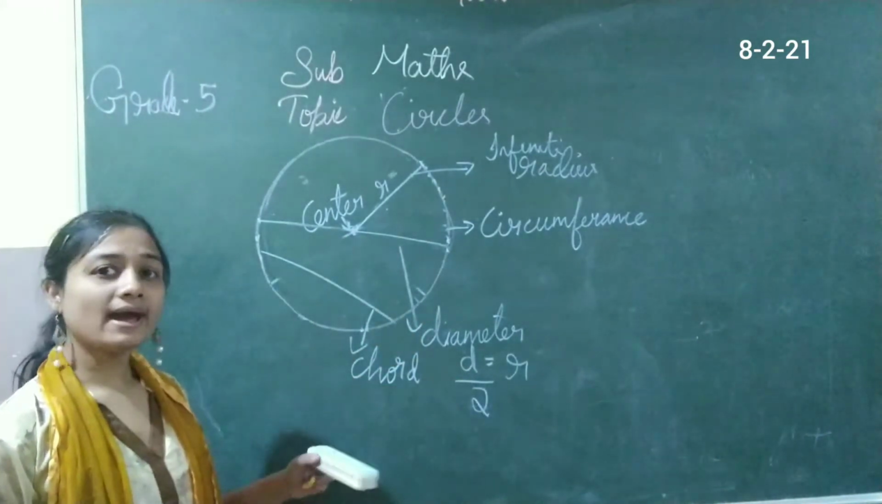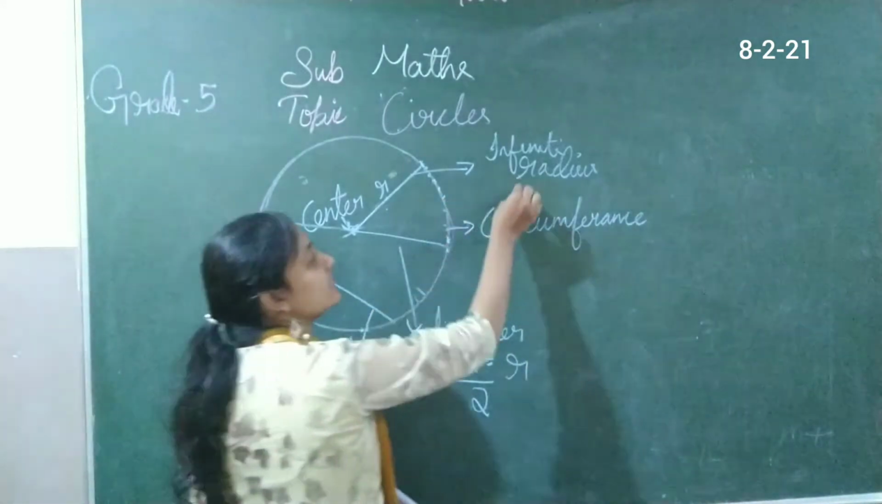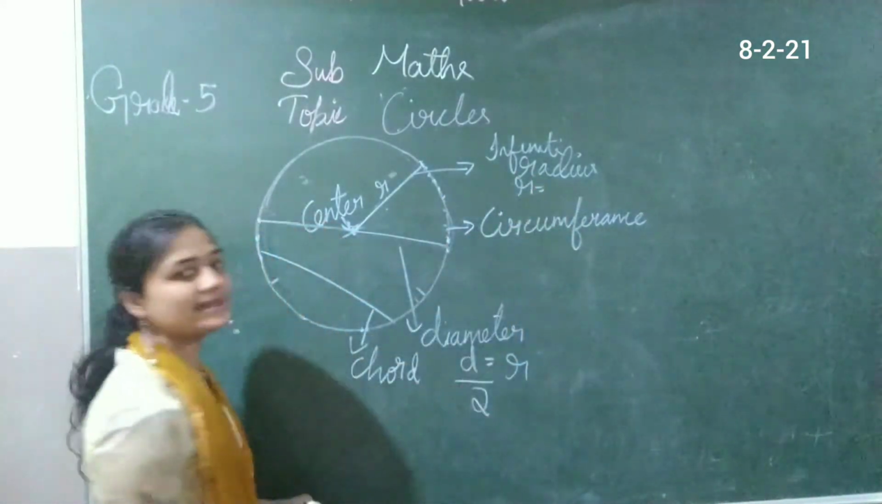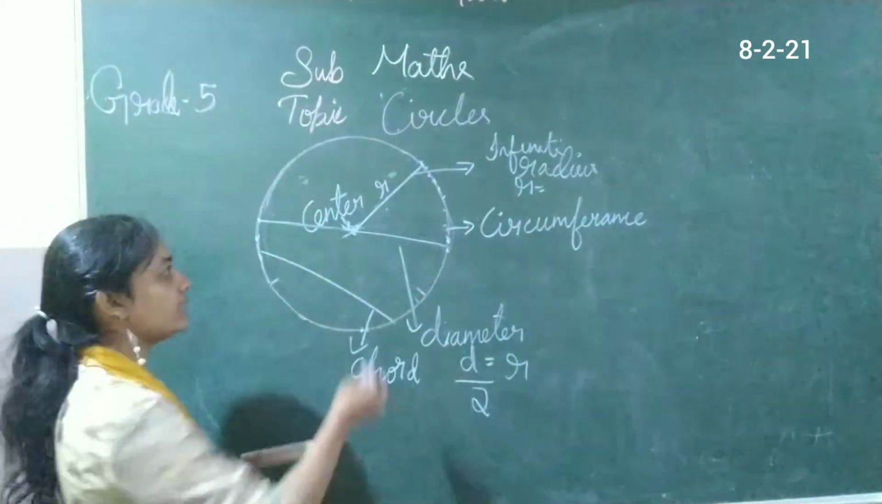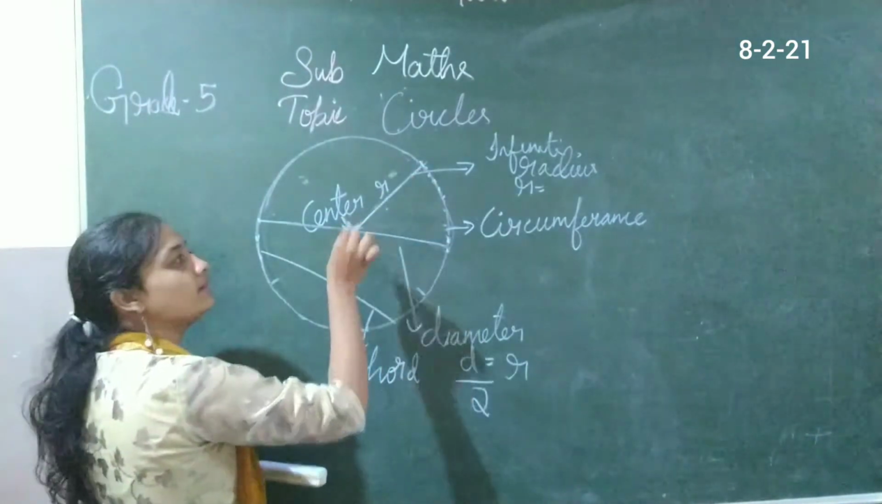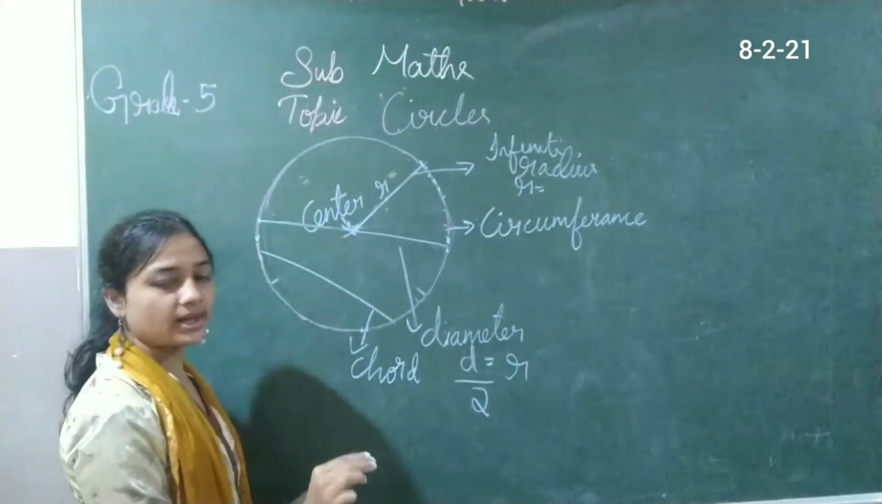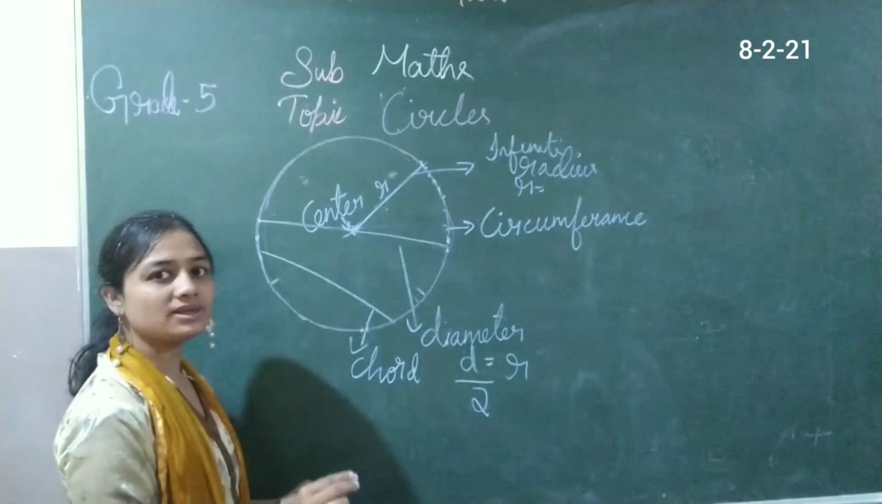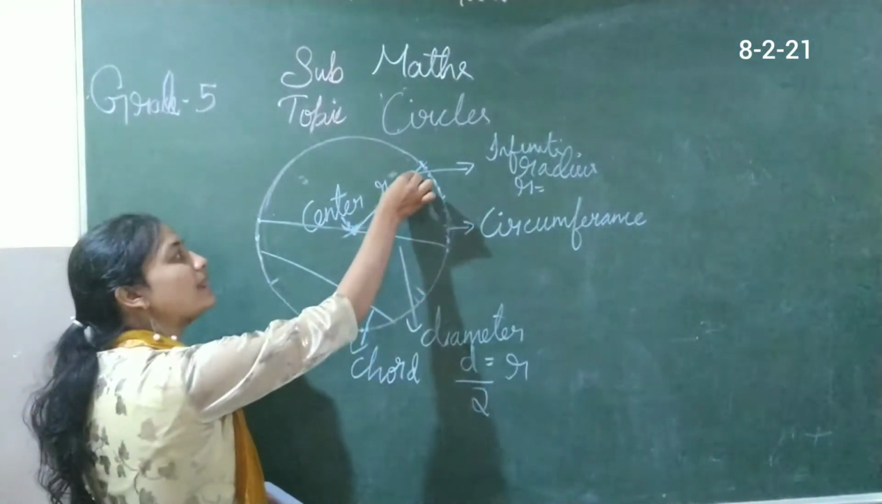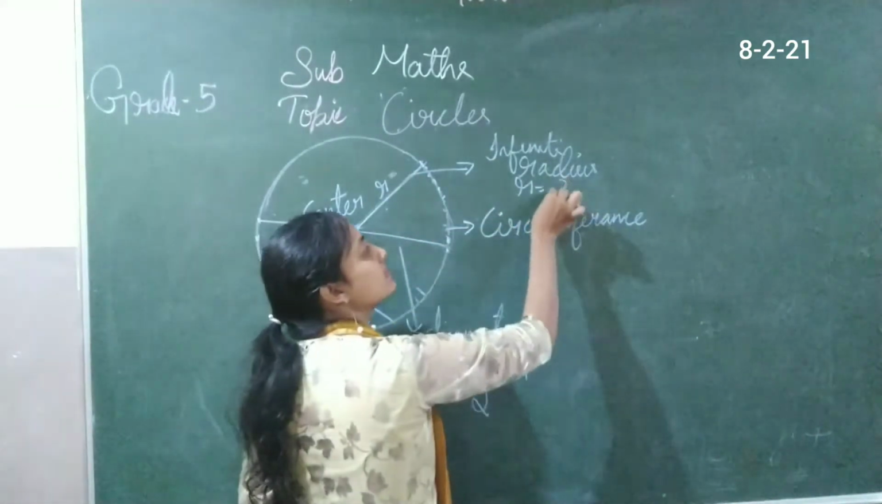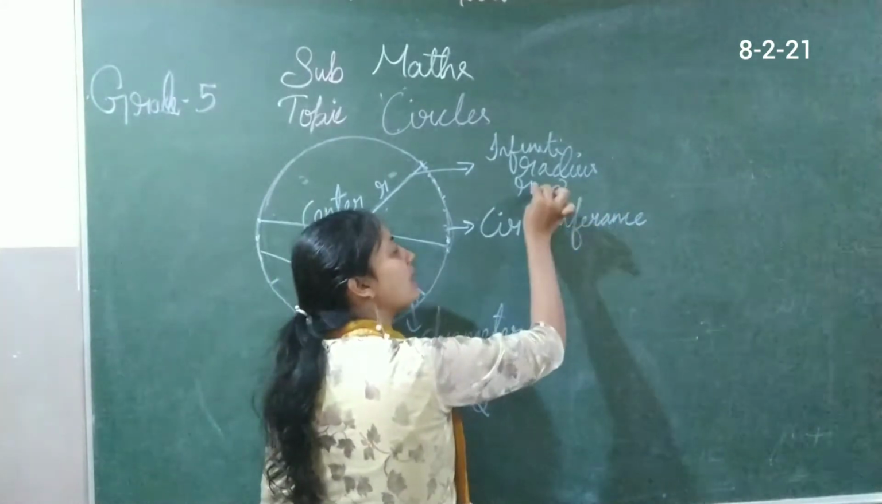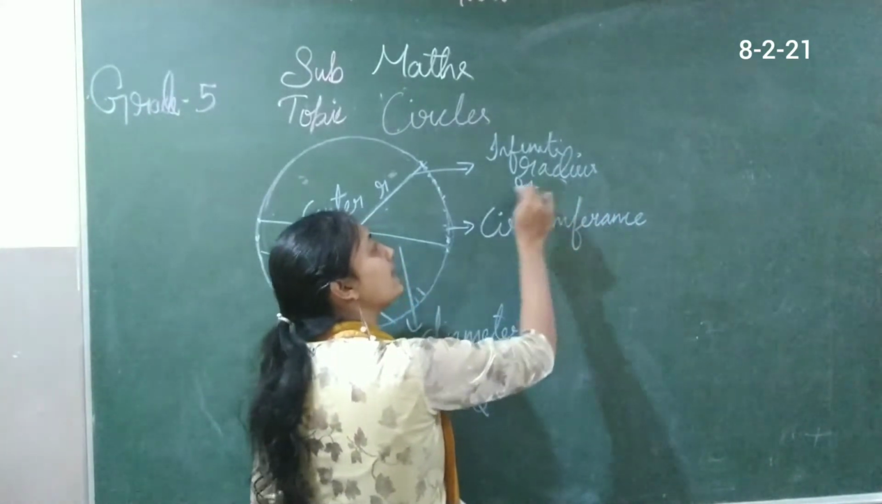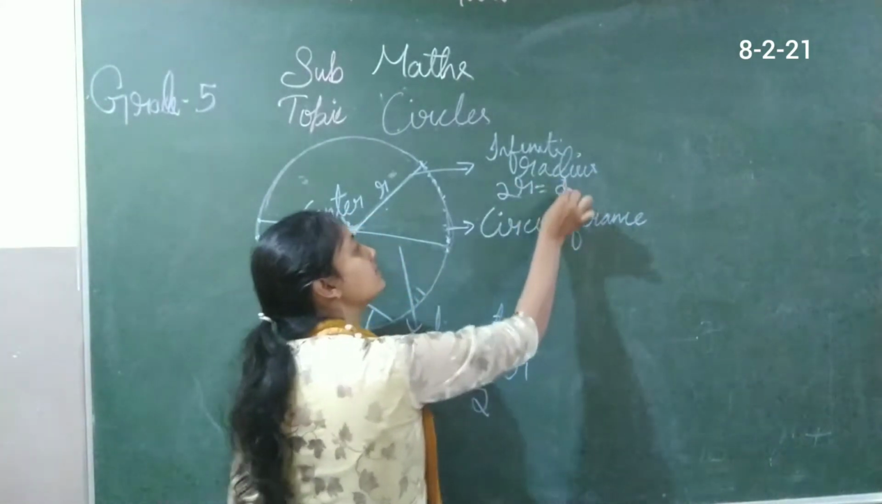Now I have the radius r. I want to find the diameter now. I have the radius r here, but I don't know the diameter. How will I find it? I just multiply this r 2 times. I get my diameter.